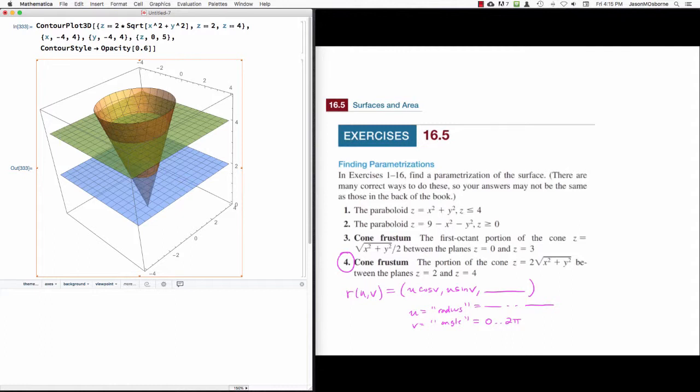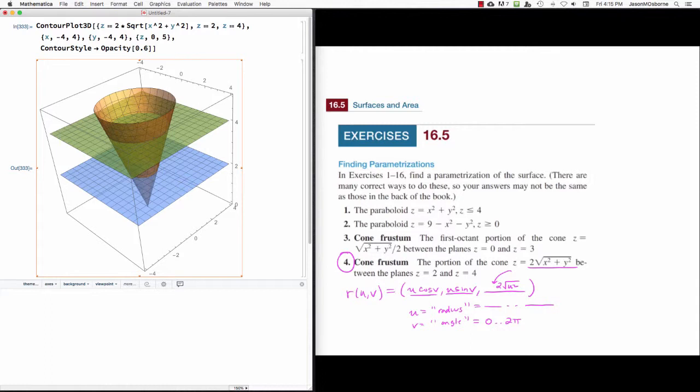But we kind of do know the z value because they said z was 2 times the square root of x squared plus y squared. This is the z entry of the vector field, and x is equal to u cosine of v and y is u sine of v, so we should get 2 square root of u squared for the z entry.